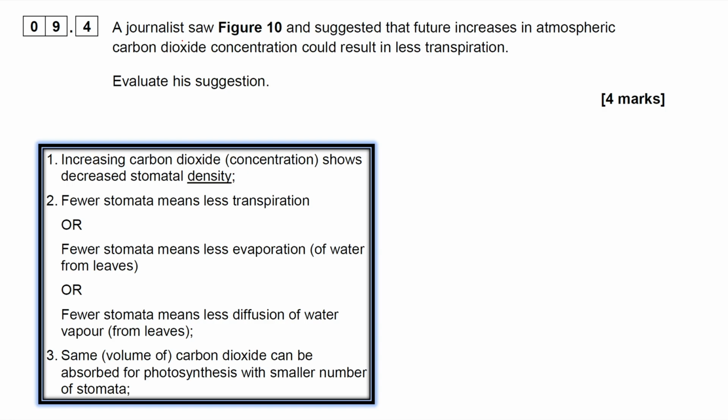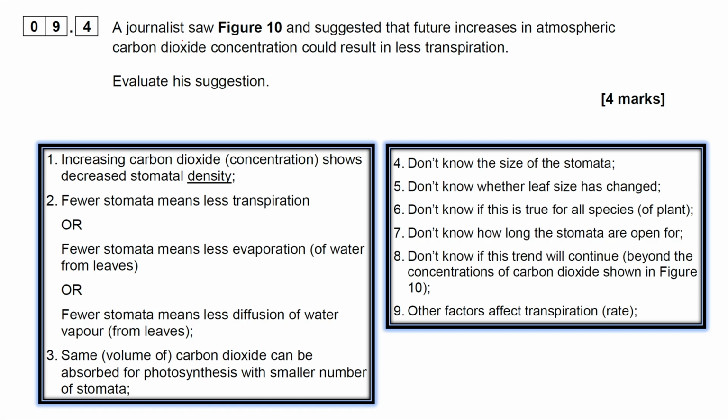And the third point would be the same volume of carbon dioxide can be absorbed for photosynthesis with a smaller number of stomata. The next point is, the problem is we do not know the size of the stomata. We do not know whether leaf size has changed. We do not know if this is true of all species of plants. We do not know how long the stomata are open for, and we do not know if this trend will continue beyond the concentration of carbon dioxide shown in the figure. And other factors affect transpiration rate as well. So we can't say for sure that future increases in atmospheric carbon dioxide concentration could result in less transpiration.